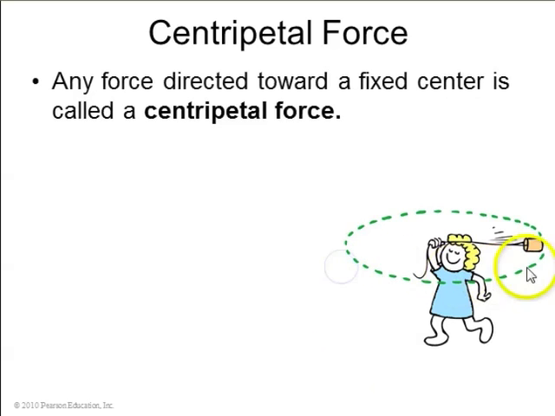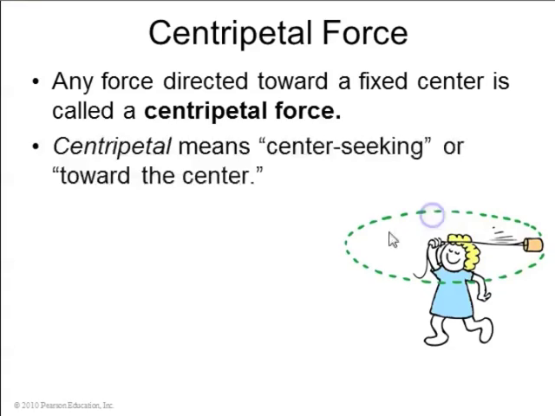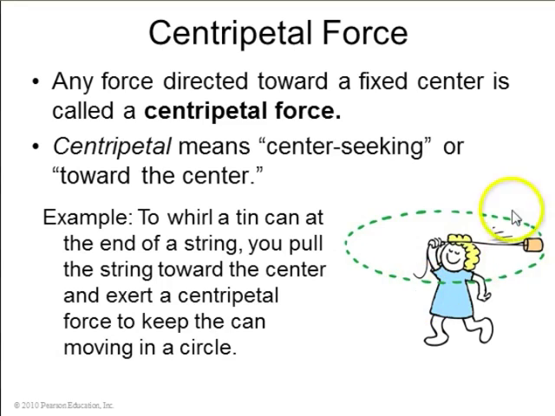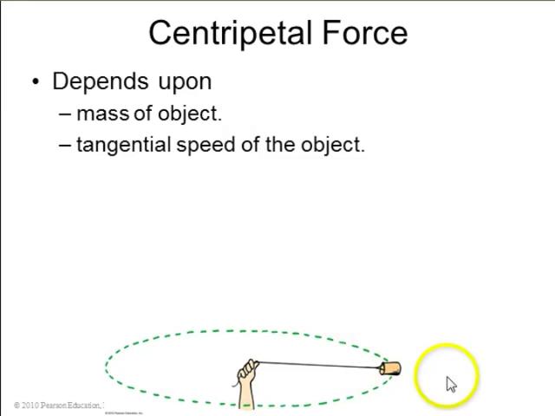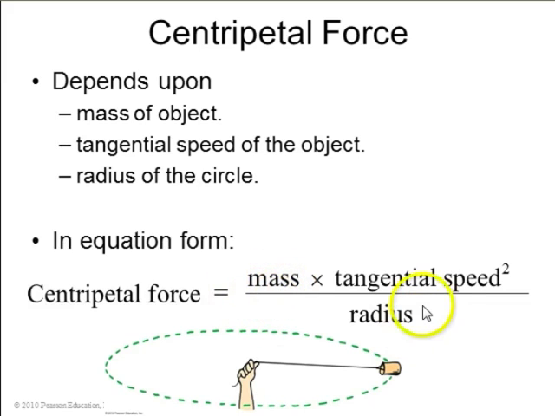Centripetal force. A centripetal force is just a force which pulls an object towards the center. It's a center-seeking force. For example, if you're whirling this tin can around in a circle, the tension in the string pulls towards the center and provides centripetal force. Centripetal force depends on the mass of the object, the speed that the object's going, and the radius of the circle: mass times v squared over r.